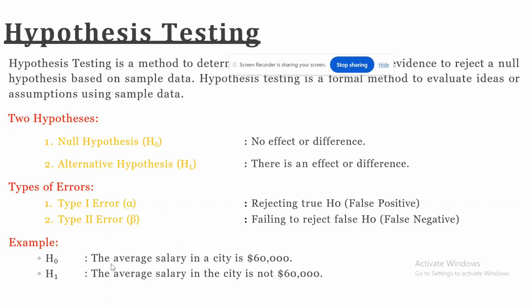So for example, the average salary in a city is 60,000. That is the null hypothesis. The average salary in the city is not 60,000. That is called the alternate hypothesis.